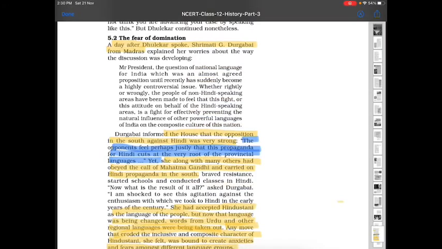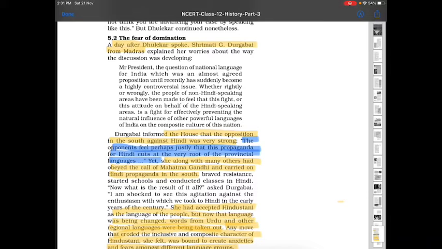Okay, another topic is the fear of domination of Hindi languages. As we all know, the controversial speech given by Dhulekar said that Hindi should be the official language as well as the national language of the nation, India. This sparked criticism mostly from southern India, and one of the leaders, Srimati Durga Bai, explained that most of the southern Indians are against Hindi. The opponents of Hindi may perhaps justify that this propaganda for Hindi cuts at the very root of provincial languages.